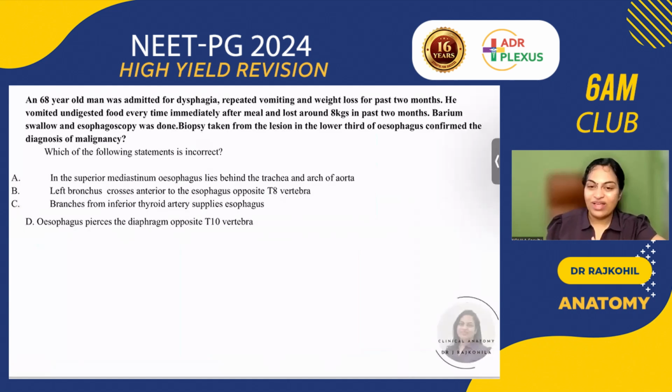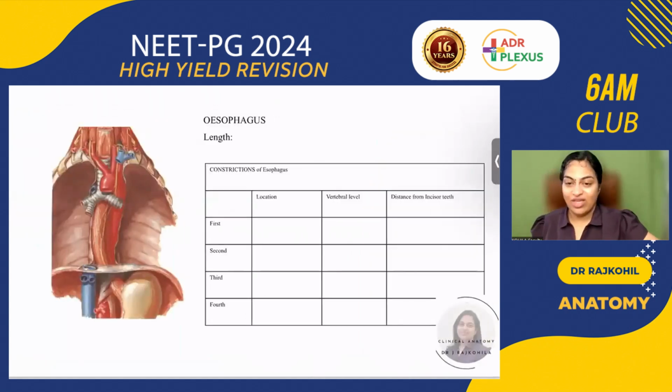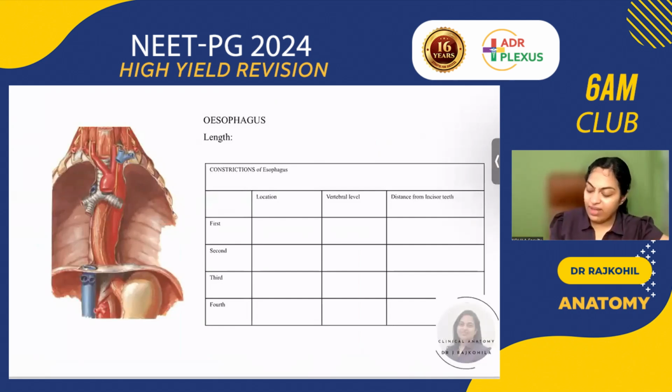This I just want to explain about the constrictions of the esophagus and the anterior relations. Maybe this part can help you. How I remember, I can teach you. So just make this column. I'll put A, B, C, D. The first constriction is at the cricopharynx level. Second constriction is where it is crossed by the arch of aorta. Third constriction is at the left bronchus. And the last one, the diaphragmatic opening.